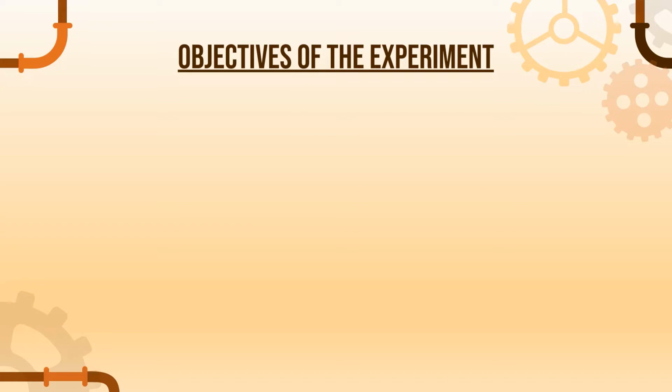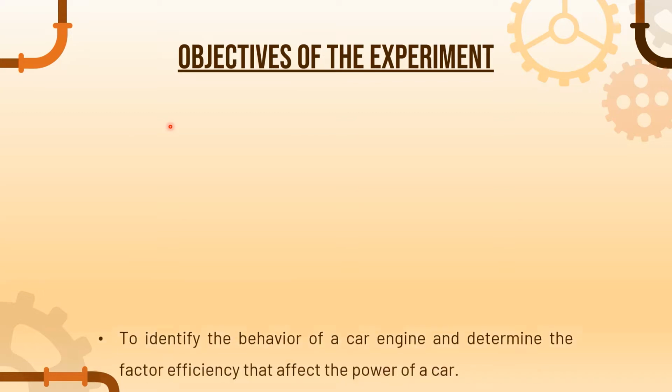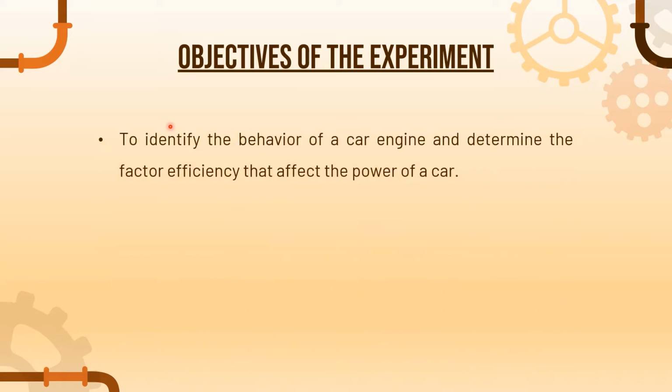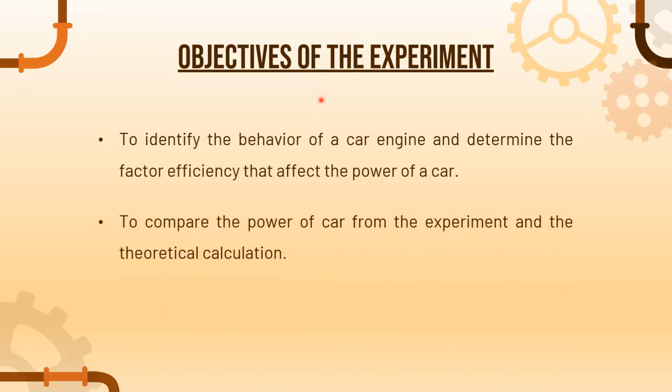For the objective of the experiment, the internal combustion engine on a car has several objectives. The first one is to identify the behavior of a car engine and determine the efficiency factors that affect the power of a car. The second one is to compare the power of a car from the experiment and the theoretical calculation. The engine power from the experiment can be calculated using the formula of drag force times velocity over the mechanical efficiency.